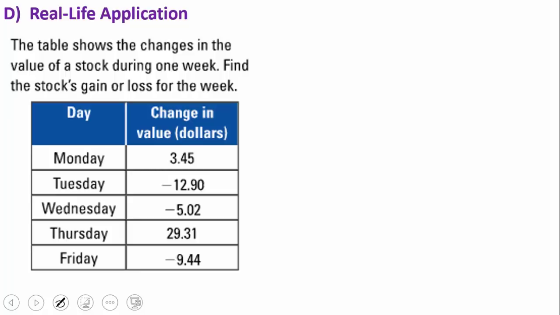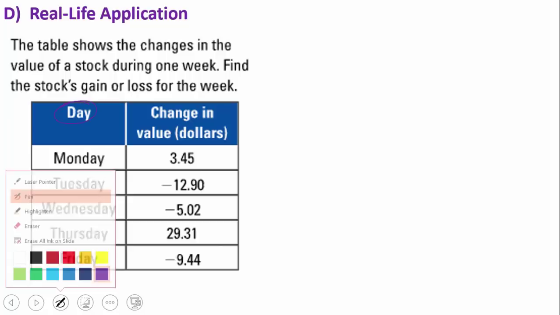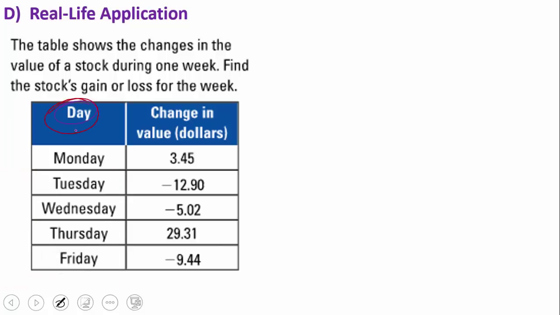So it's very important when you're given information, especially in a table, that you actually take a second to look at it. So here we have a table with day. I'm going to change my color here. With day, and day is Monday, Tuesday, Wednesday, Thursday, and Friday. And then it says change in value by dollars. They didn't put a dollar sign on these, but they really could, because that's how much money it changed by. So we have these, and we want to find the gain or a loss.